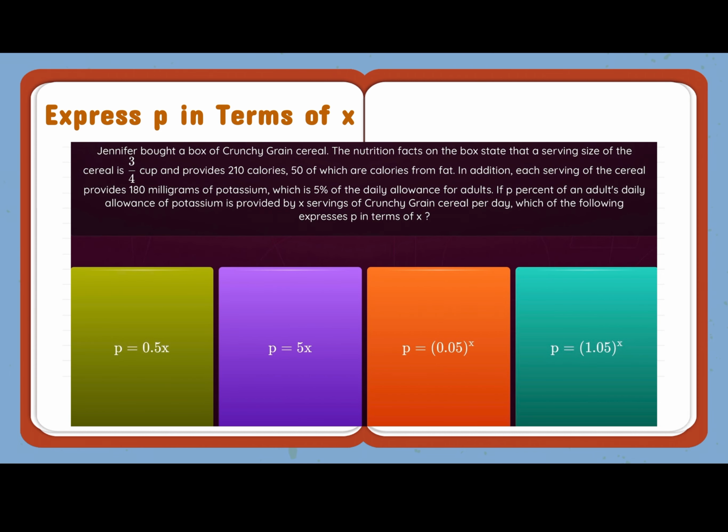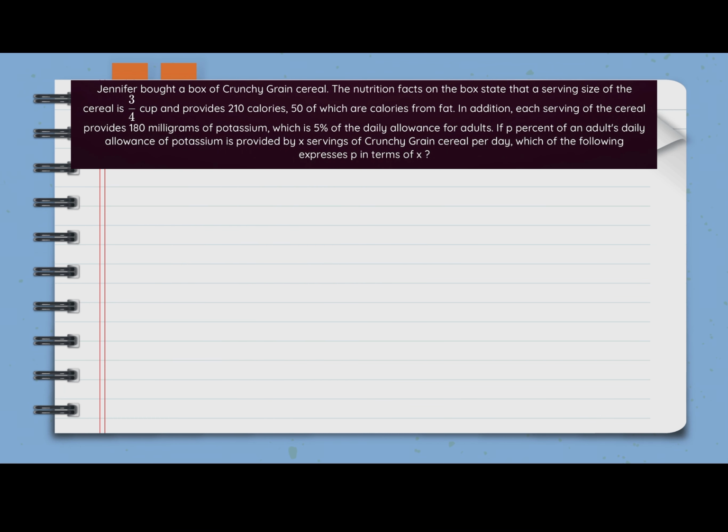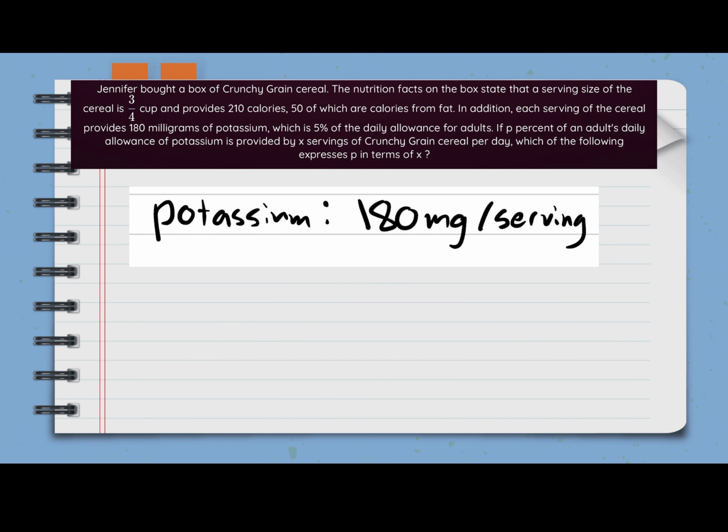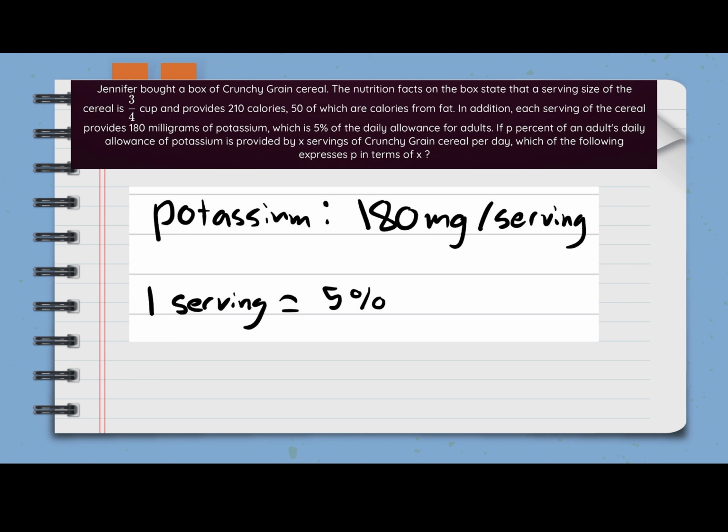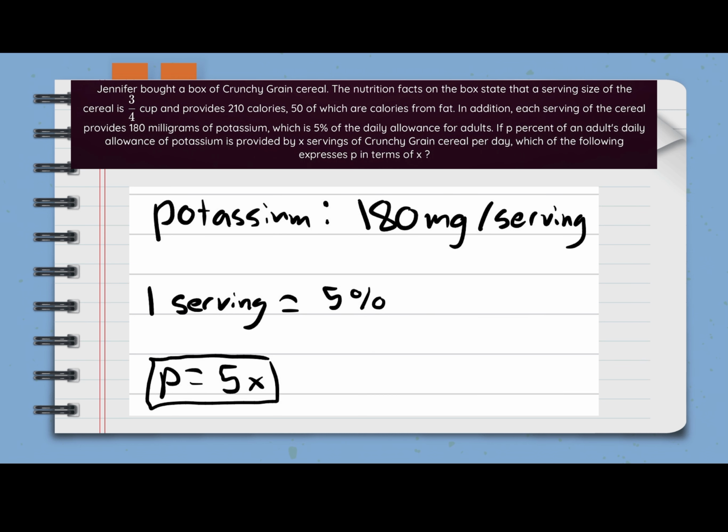Now, we're looking for P in terms of X, and P is in percentage. So because P is in percentage, we know that potassium is 180 milligrams per serving, and we know one serving is 5%. So when we express P in terms of X, and P is already in percent, we can multiply that 5 times X to get P.